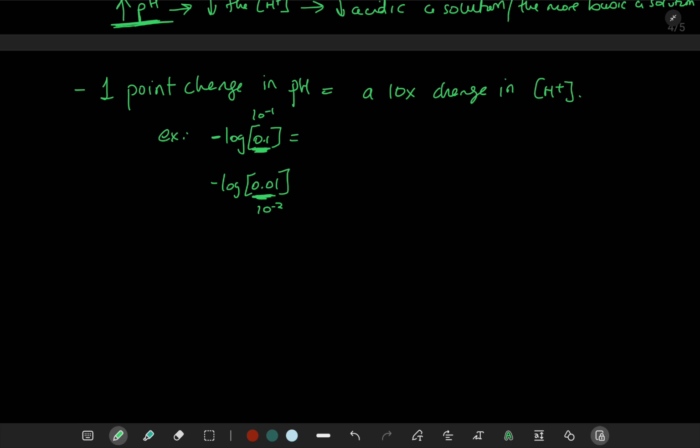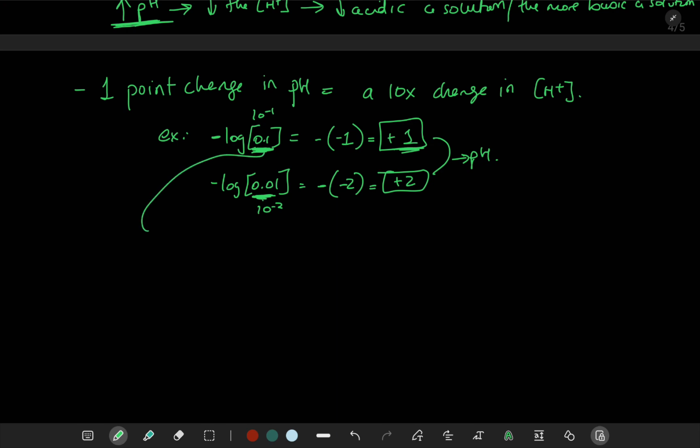But if you look at the pH, if you plug this into a calculator, the negative log of 0.1 is going to net you negative times negative 1, which is equal to positive 1. So this solution is going to have a pH of positive 1. Now on the flip side, we have the negative log of 0.01, which is equal to negative 2, and so you have positive 2. So this right here is the pH, and this is the hydrogen ion concentration of the respective solutions.